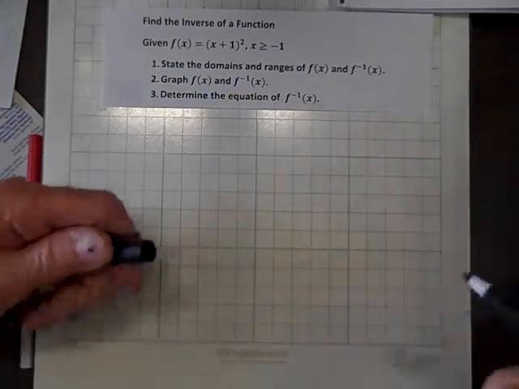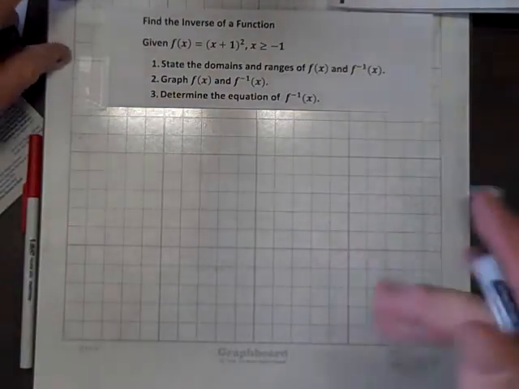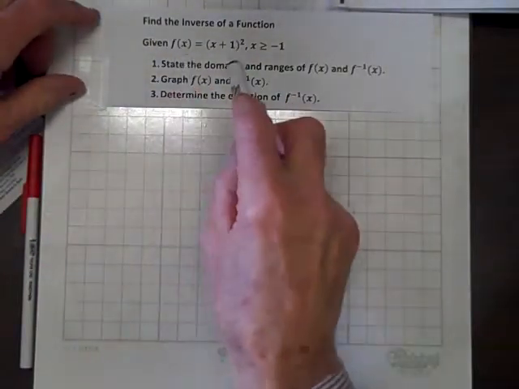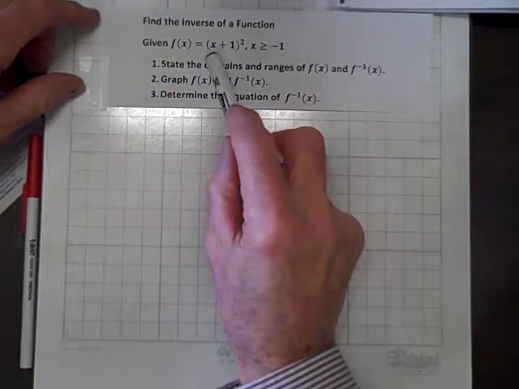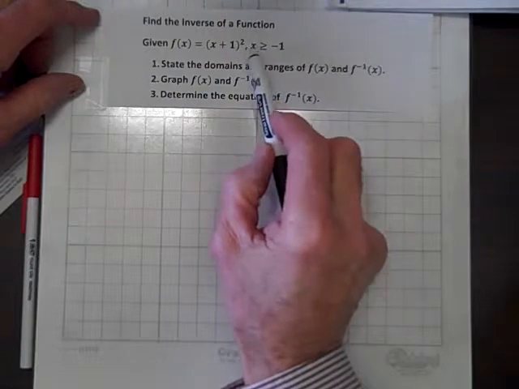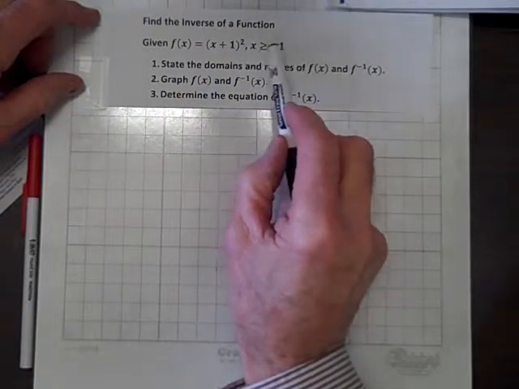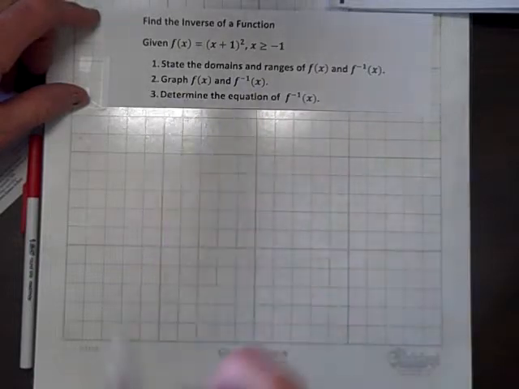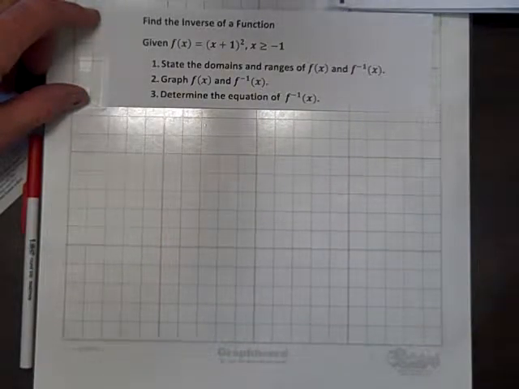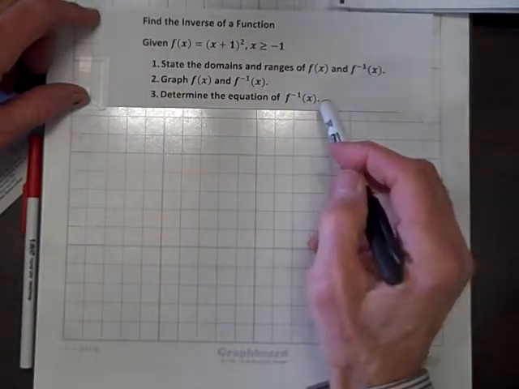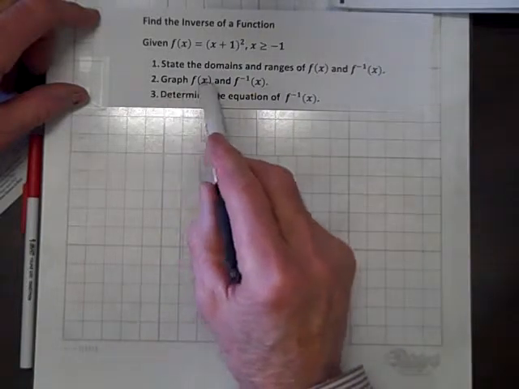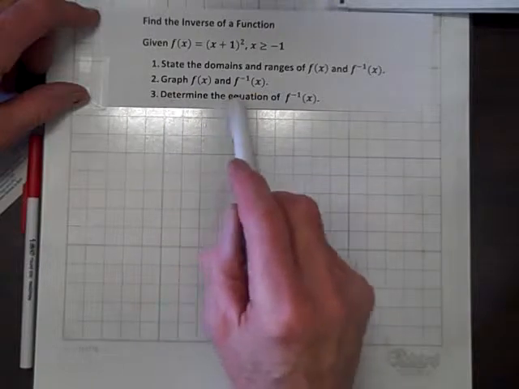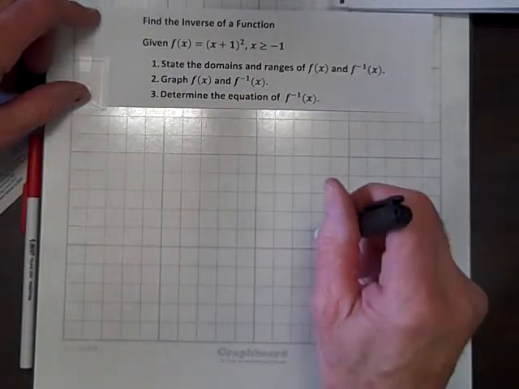Well, the subject today is inverse functions, and we've got a function here, f of x equals the quantity x plus 1, that quantity squared, where x is greater than or equal to -1. And we have to state the domains and ranges of f of x and f inverse of x. We have to graph both f of x and f inverse of x, and then we have to determine the equation of f inverse of x.